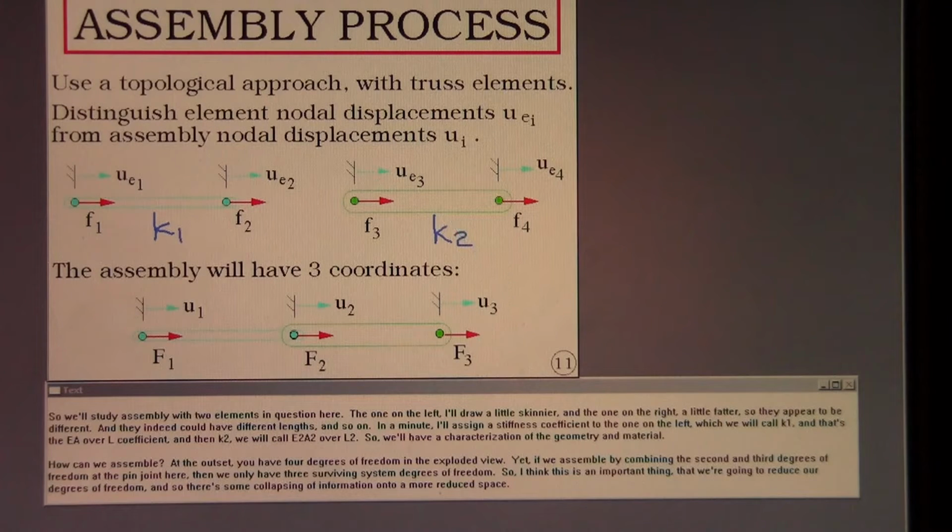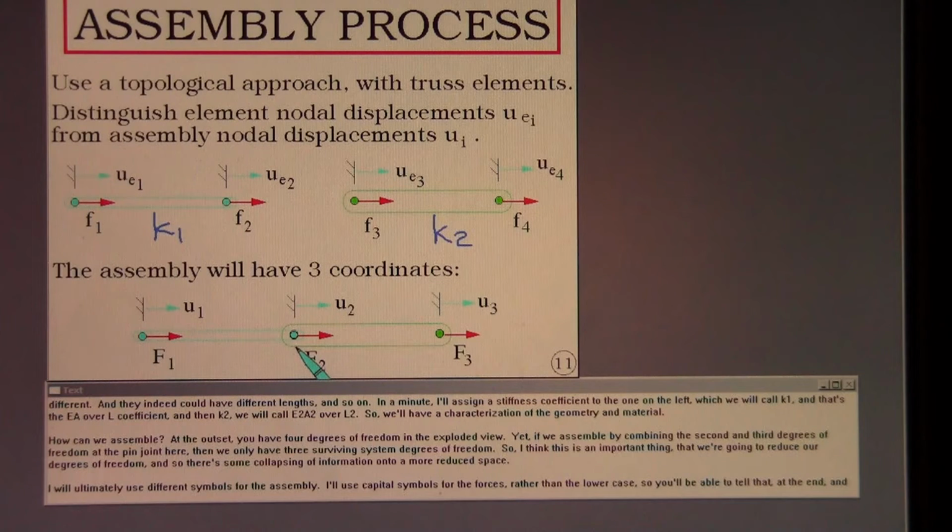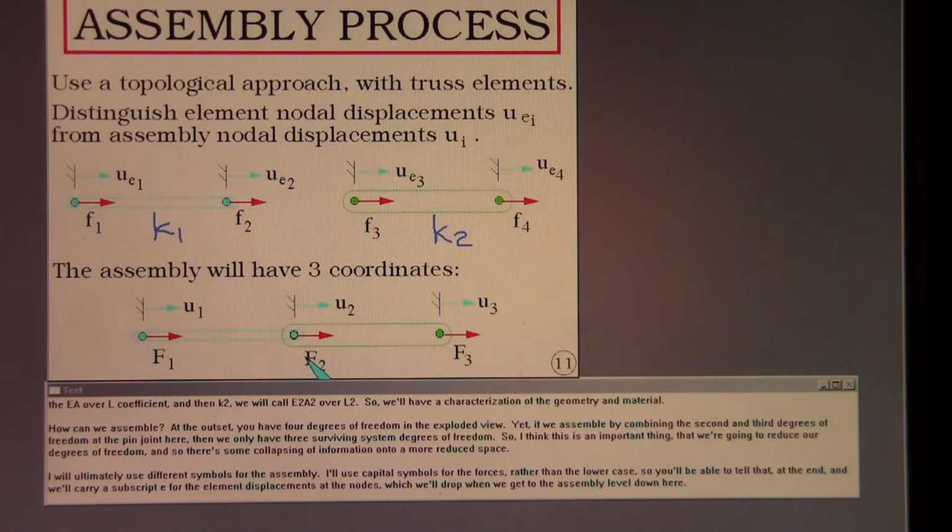How can we assemble? At the outset, you have 4 degrees of freedom in the exploded view. Yet, if we assemble by combining the 2nd and 3rd degrees of freedom at the pin joint here, then we only have 3 surviving system degrees of freedom. So, I think this is an important thing, that we're going to reduce our number of degrees of freedom, and so there's some collapsing of information onto a more reduced space.